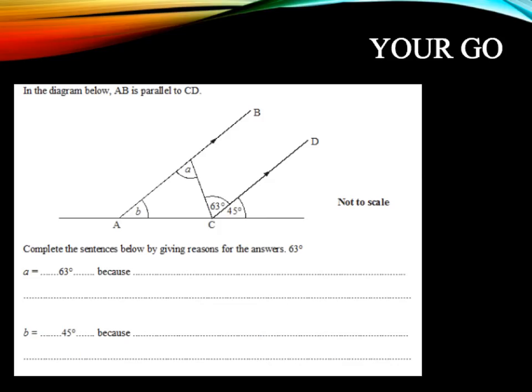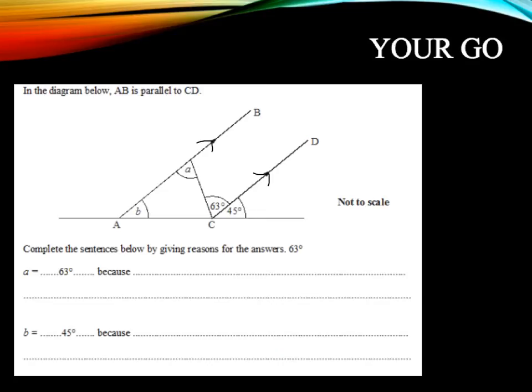Okay, here we go then. This is an exam question that says, in the diagram below, AB is parallel to CD. Here's AB. It's parallel to CD. You might be able to see on there that there's another reason why we know this, and that's because we've got these arrows marked on. They always show parallel lines.